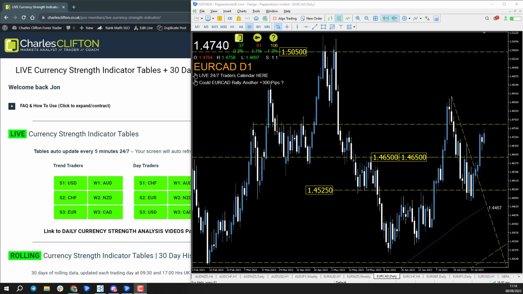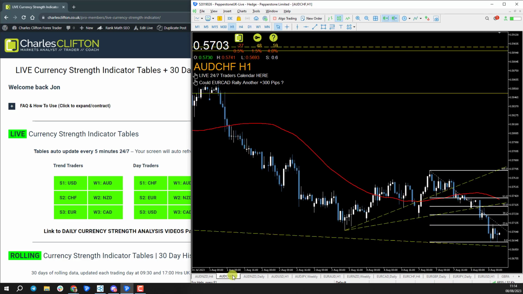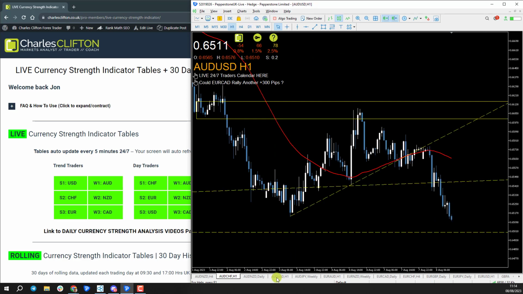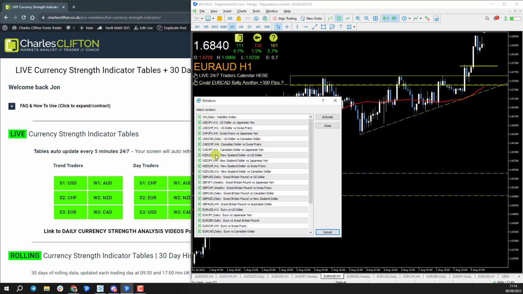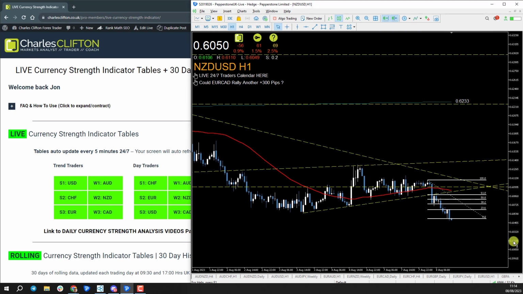150.50. Just because my throat is starting to go here, we've talked about Aussie Swiss being a potential pullback, Aussie US dollar, there could be some potential there, Euro Oz as well. The only one we didn't really discuss was Kiwi dollar. I still quite like Kiwi dollar downside as well.